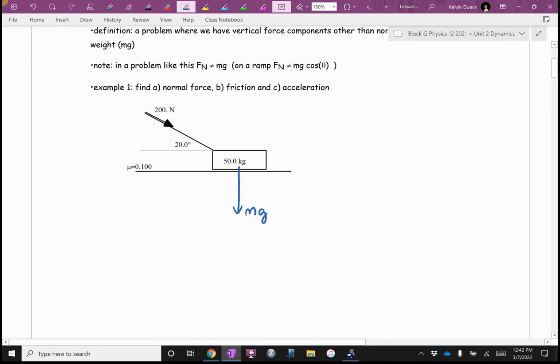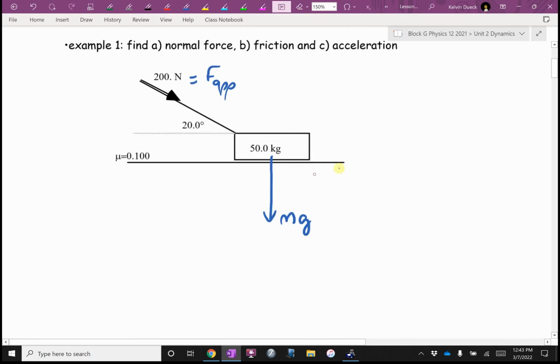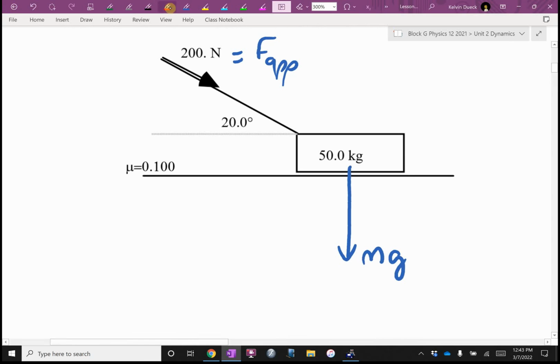So I have this 200. This 200 is an F applied, but it's being pushed down at an angle. Components. What are the best components? I'm going to zoom way in. I'm going to break this into vertical and horizontal components, like that. Color, color, color. You okay with that, kiddo?